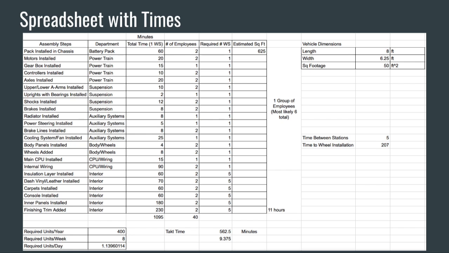Along with each workstation, we determined an estimated square footage needed based on aisles, equipment, and the size of the car itself. Based on our client's 400 car output after 4 years and our total times, we determined a takt time of about 9.4 hours per car, which is just over 1 8-hour shift.